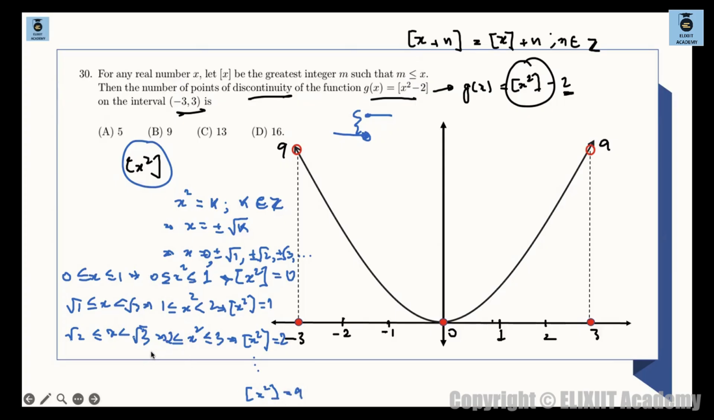So so many intervals will be formed. These many intervals will be there until box of x square is 9, because box of x square is 9 is the maximum capacity. It will fall at 3, right. The output is basically the maximum capacity. Okay, these many intervals will be there.